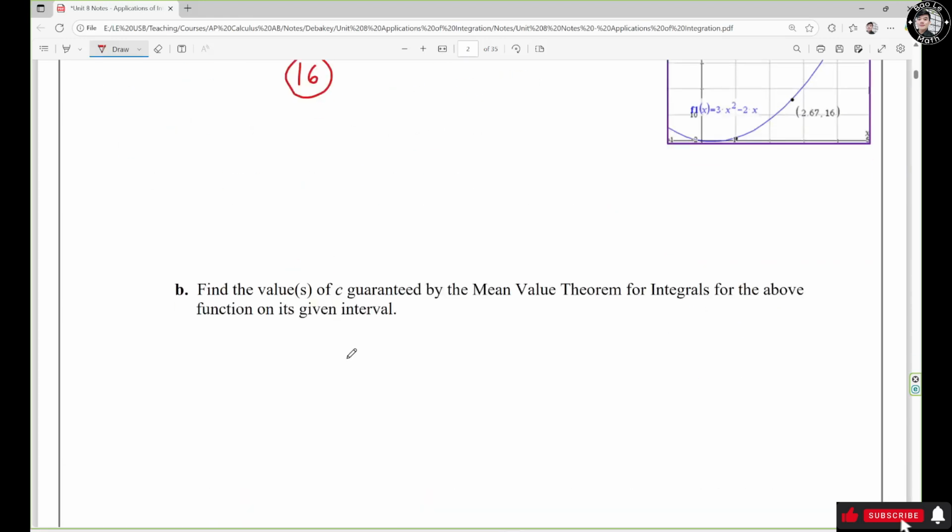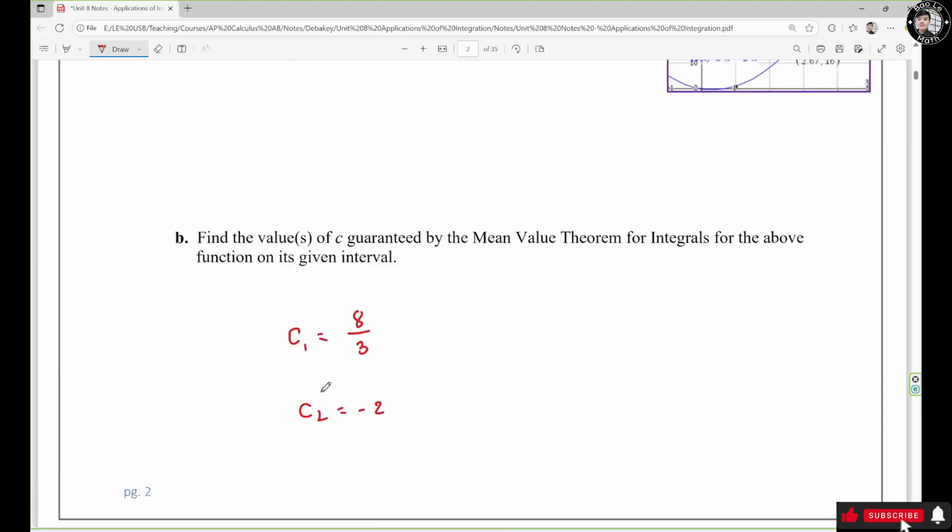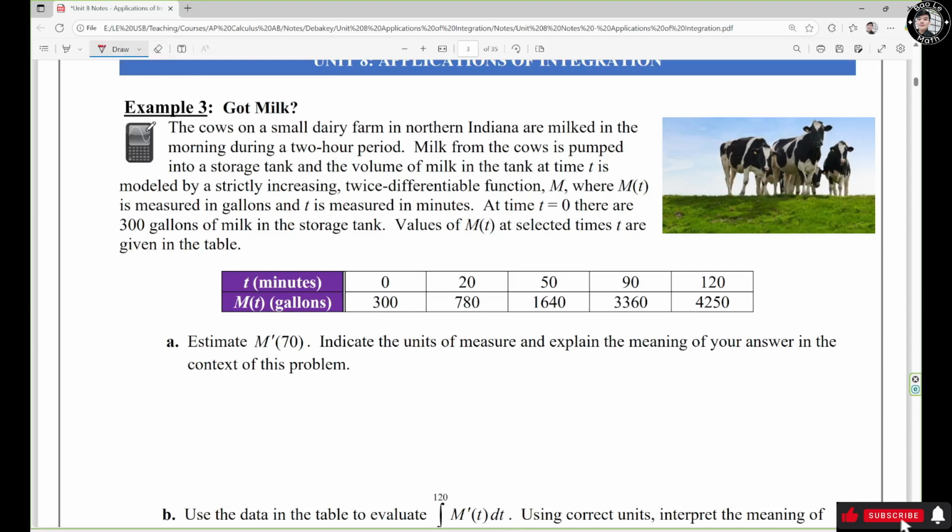Now, answer key for question B: you have two values of c. c1 equals 8 over 3, and c2 equals negative 2. Now, remember, your domain is from 1 to 4, right? So you need to eliminate this one. Your answer must be this one. Now, let's move on to example number 3.